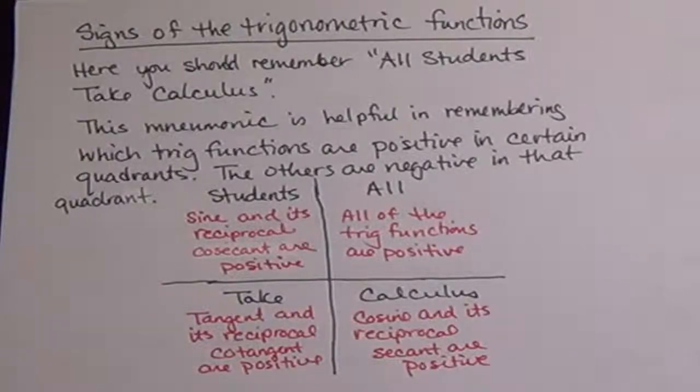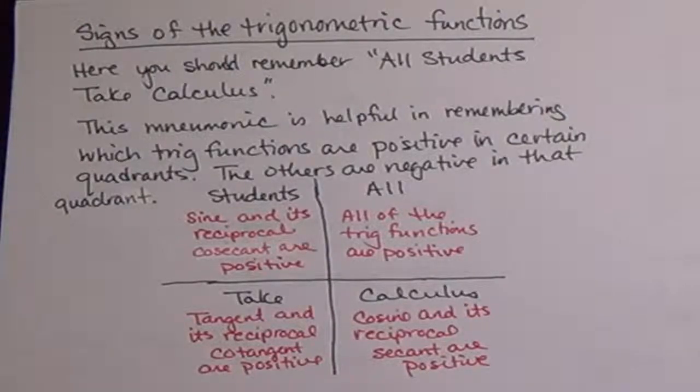So in the first quadrant, all of the trig functions are going to be positive. In the second quadrant, sine, meaning the s from students, sine and its reciprocal will be the positive ones. So in this case, sine and cosecant. In the third quadrant, the t for take corresponds with tangent, so tangent and its reciprocal cotangent are going to be the positive ones. And lastly, in the fourth quadrant, calculus, or the c, corresponding to cosine and its reciprocal secant, are positive in the fourth quadrant.